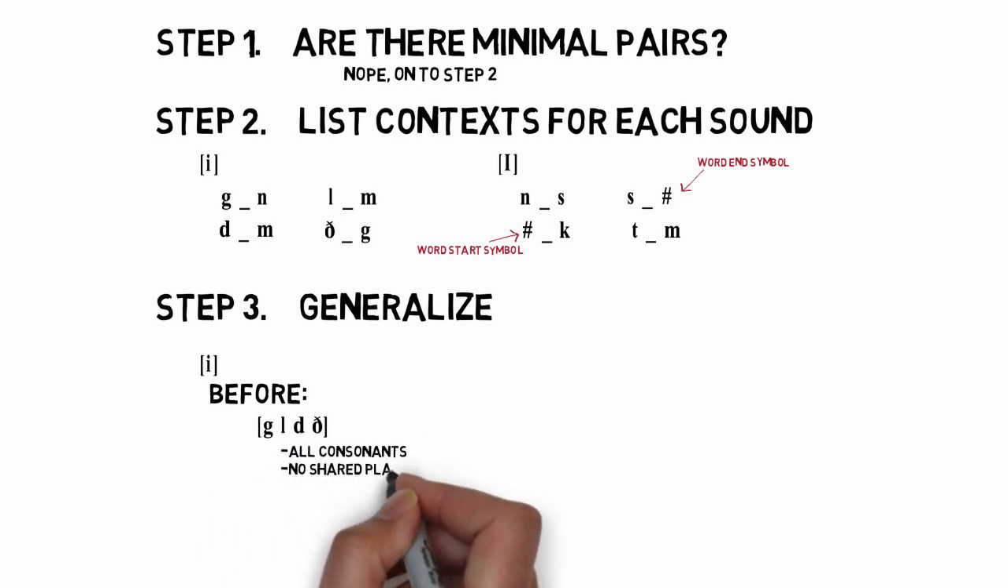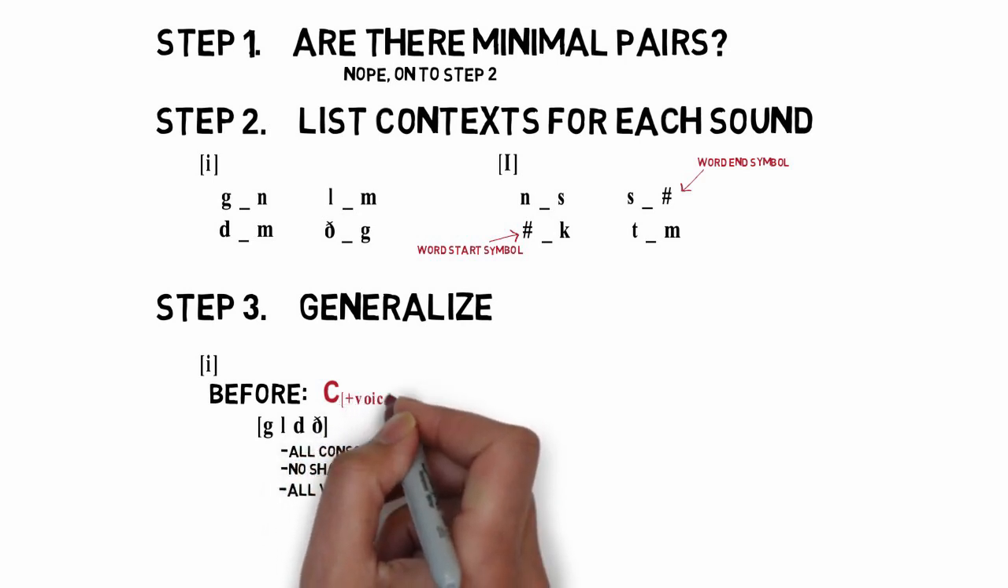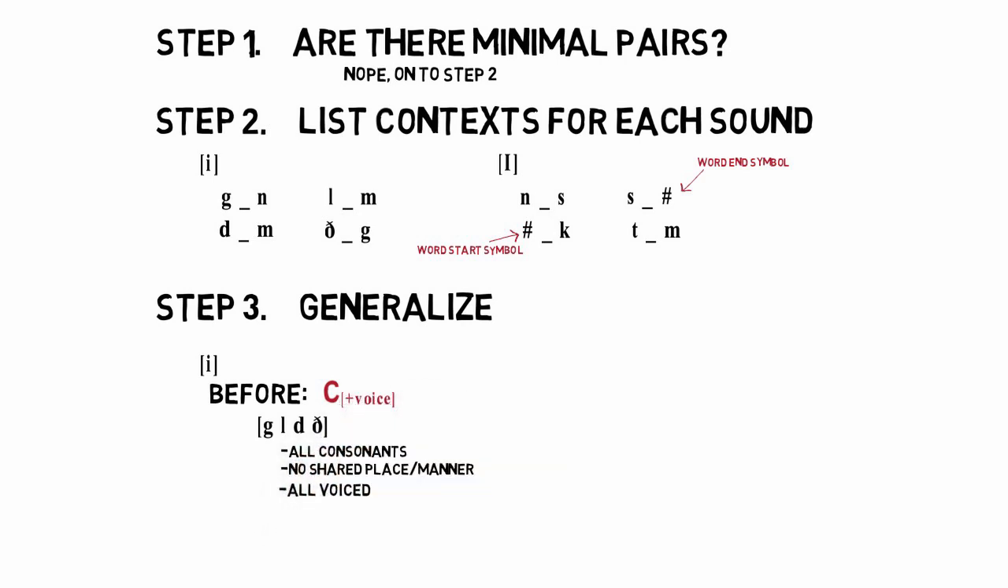They don't seem to share a place of articulation because we've got velar, we've got lateral, we've got alveolar, and we've got dental. But they do all seem to be voiced. So that's actually good. Let's just, for now, mark them as consonants, the letter C, with a feature that says that they are voiced, as in plus voice.